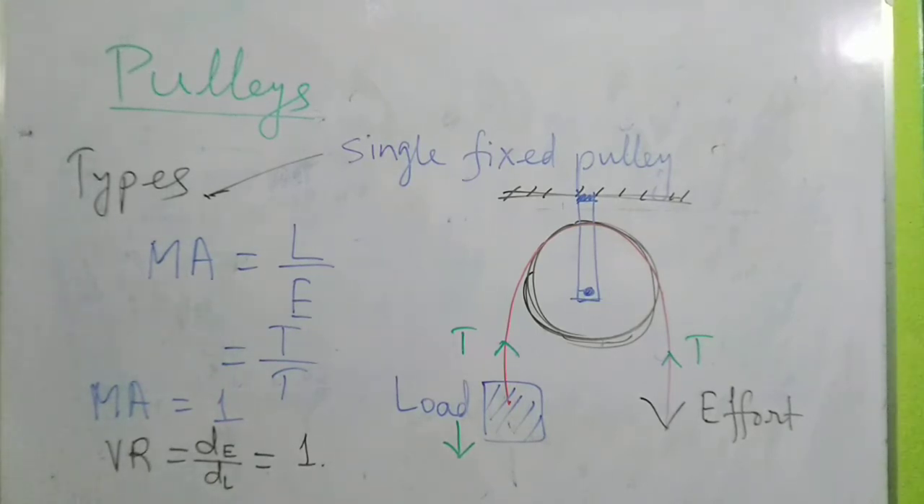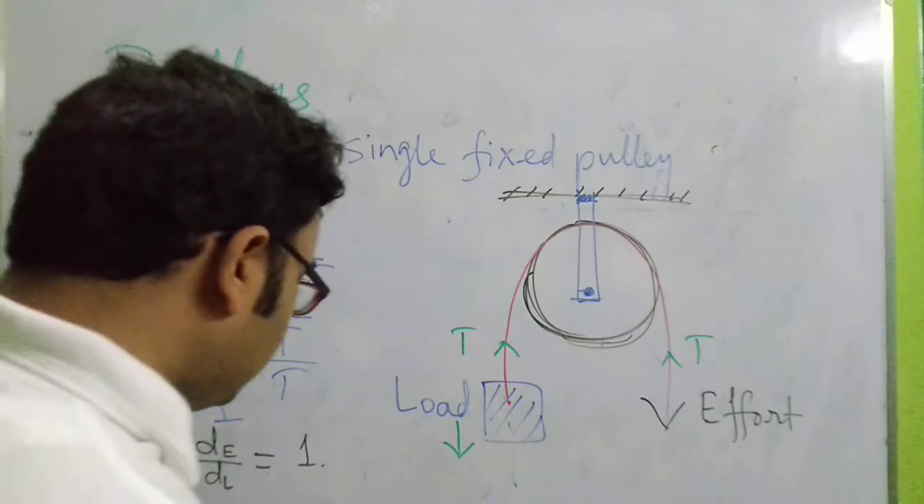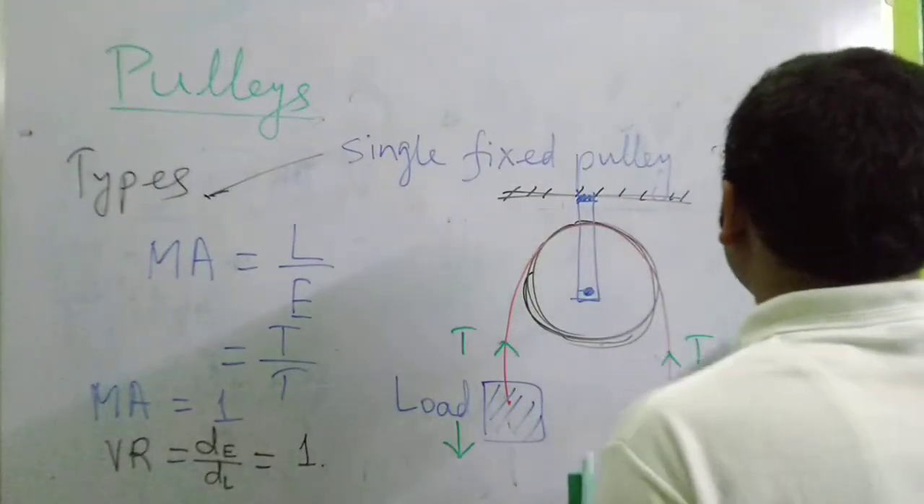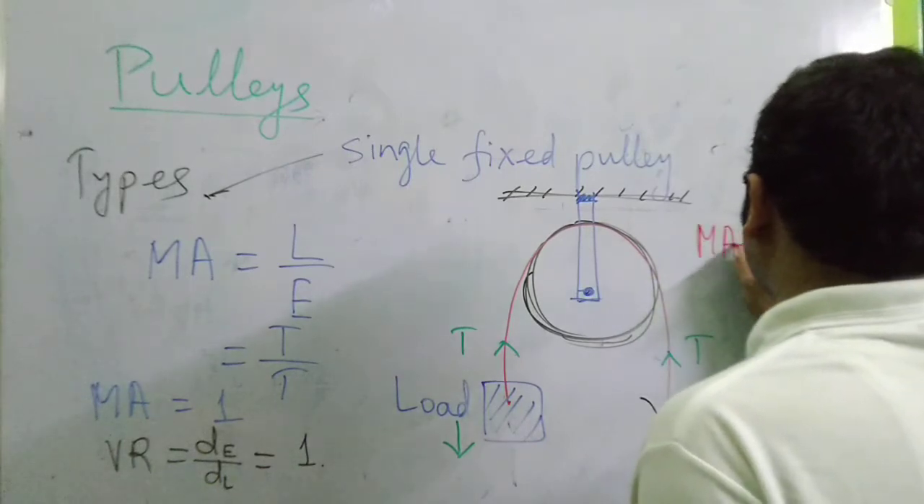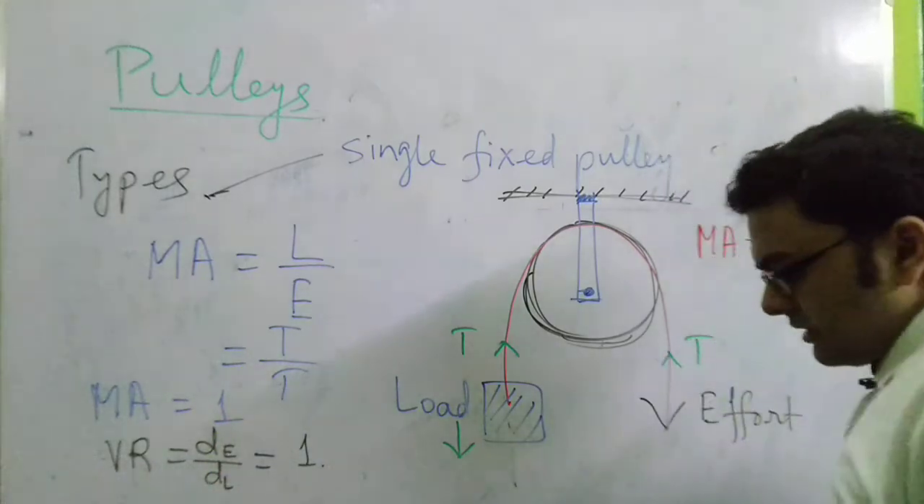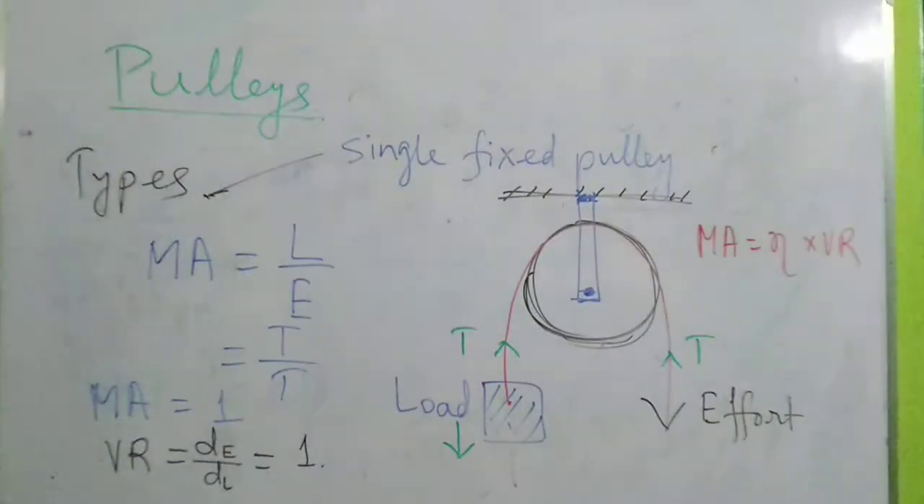And in case of an ideal pulley, the efficiency is 100%, as you can easily see from the formula that you have learned. I think you have remembered the formula: mechanical advantage is equal to efficiency into velocity ratio. So obviously for a single fixed pulley, in the ideal case, the velocity ratio and mechanical advantage are both equal and the efficiency is equal to 100% or 1. I think you have remembered these facts.